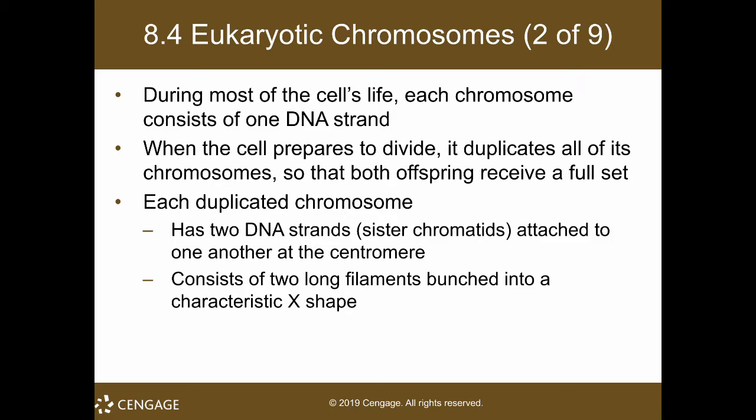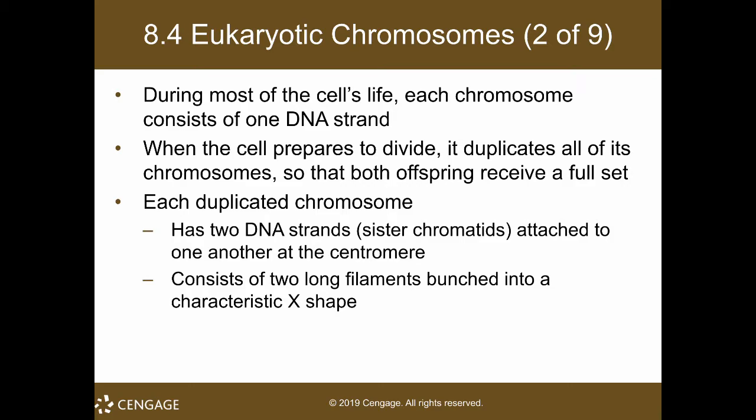So, during most of the cell's life, each chromosome consists of one DNA strand. For eukaryotic chromosomes, remember, for humans, for example, we have 23 pairs of chromosomes. So, that means 46 chromosomes, and each chromosome has one DNA strand. So, that means we have 46 DNA strands in our cells.